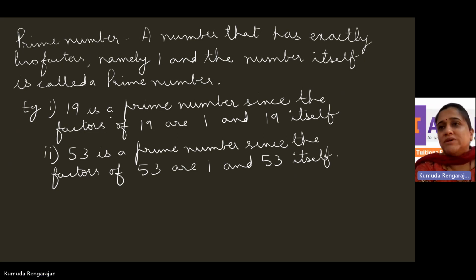So such numbers that have exactly 2 factors are called prime numbers, because they happen only in the table of 1 and their own table itself. All right.